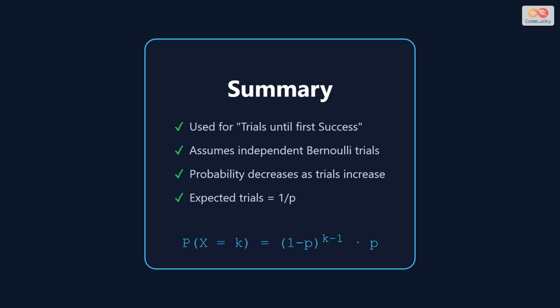To summarize, the geometric distribution models trials until the first success. It assumes independent trials with a constant probability. Remember that the probability decreases as the number of trials goes up, and the average wait time is the inverse of the success probability.